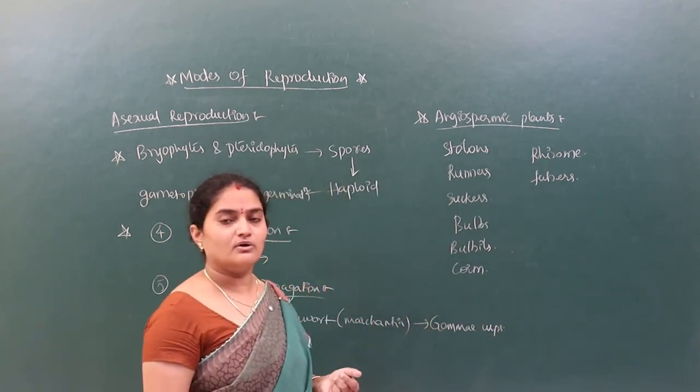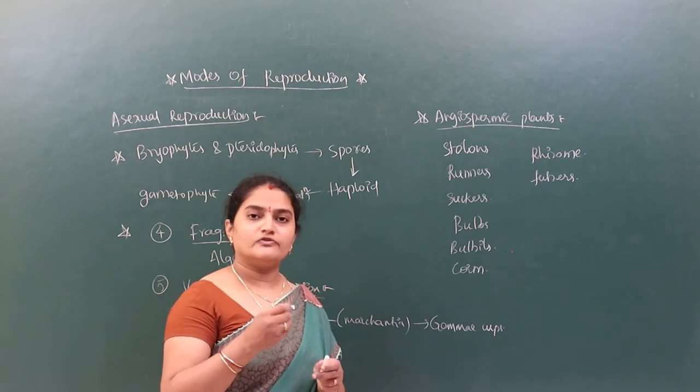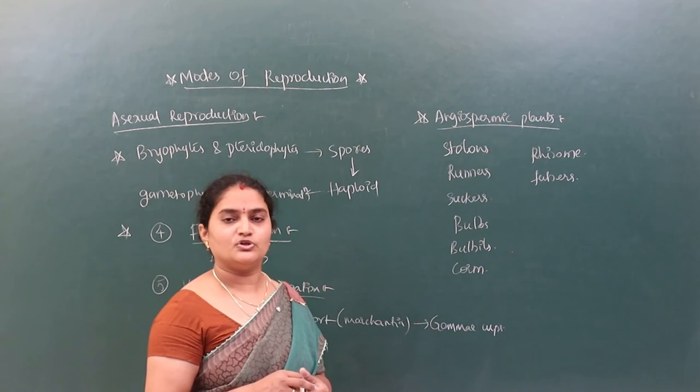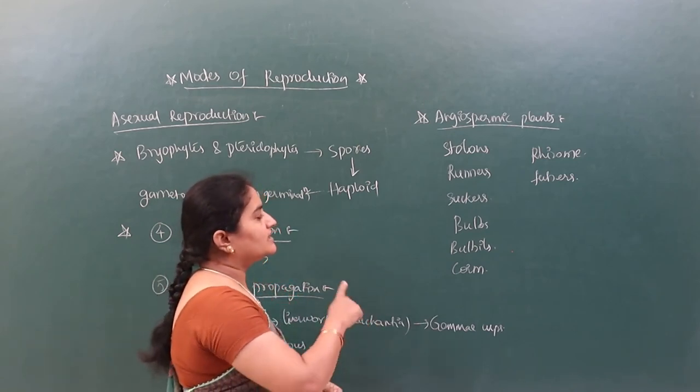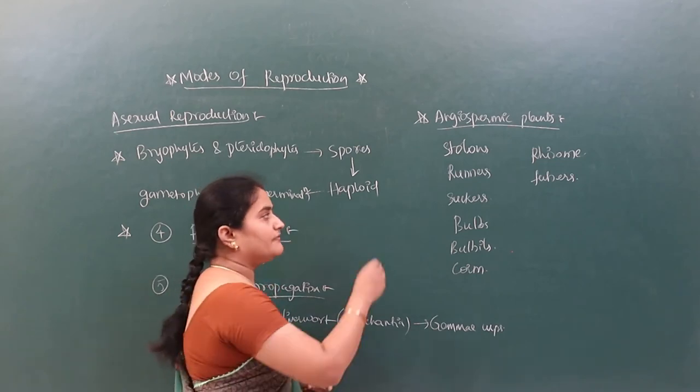tubers. They will also undergo vegetative propagation because they will have eyes. These eyes, if you place them on the soil, will develop into a new potato plant. So these are the angiospermic plants. They will undergo vegetative propagation by different methods.